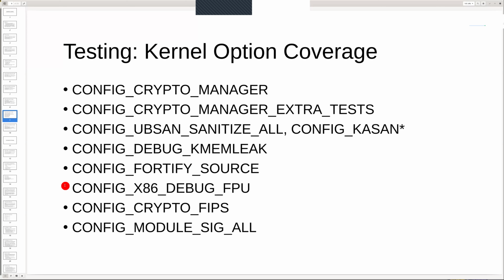We actually use the vector registers, not the floating point registers, but this is debugging the vector registers and the floating point registers. And we use them extensively for AES-NI and AVX accelerations. So using this option allows us to have complete confidence that we have properly saved and restored all of the floating point and vector registers exactly as we need to.